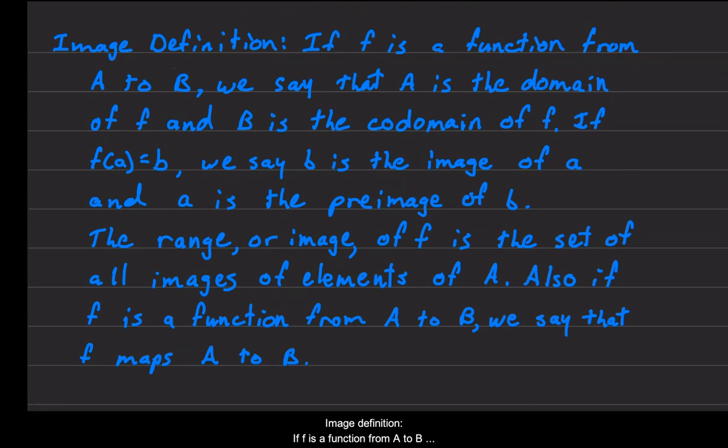Image definition. If f is a function from A to B, we say that A is the domain of f and B is the codomain of f. If f of a equals b, we say b is the image of a and a is the pre-image of b. The range, or image, of f is the set of all images of elements of A. Also, if f is a function from A to B, we say that f maps A to B.